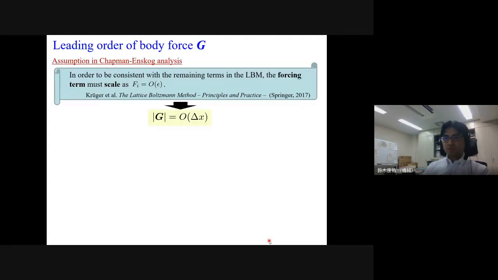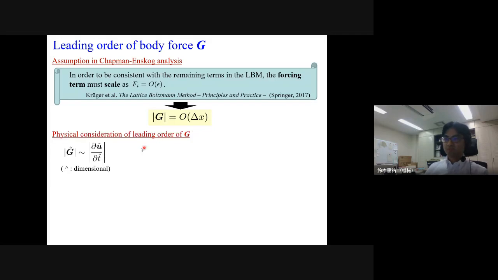This contradiction might be attributed to the assumption in the Chapman-Enskog analysis about the leading order of the body force. The Chapman-Enskog analysis usually assumes that, in order to be consistent with the remaining terms in the LBM, the forcing term must scale as F_i of order epsilon, that is, the order of the Knudsen number. In other words, the leading order of the body force is assumed to be of order delta x.